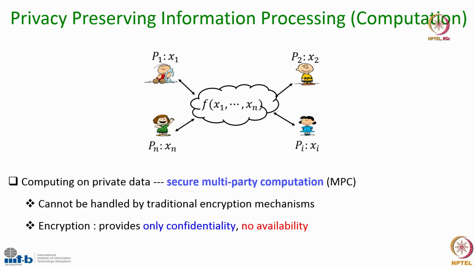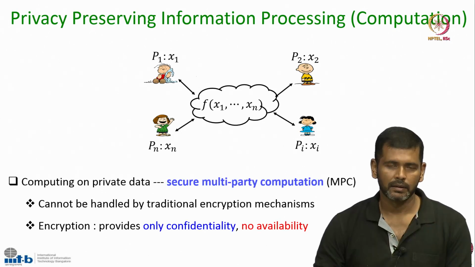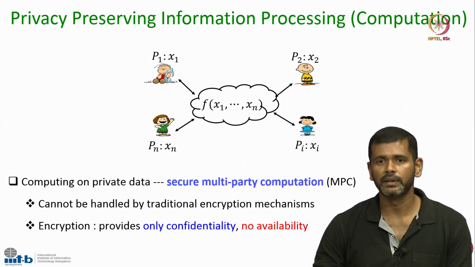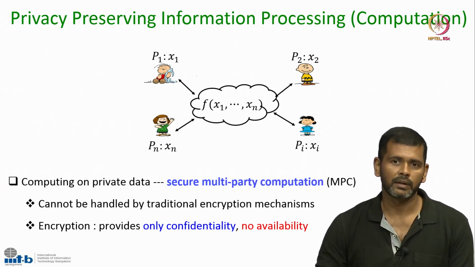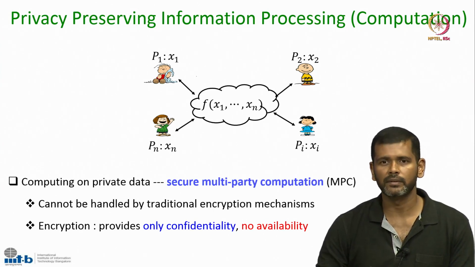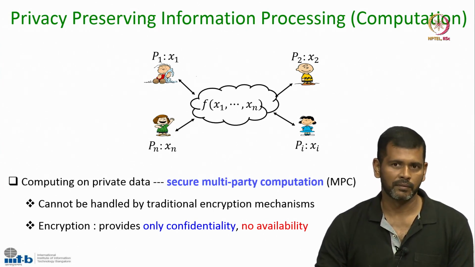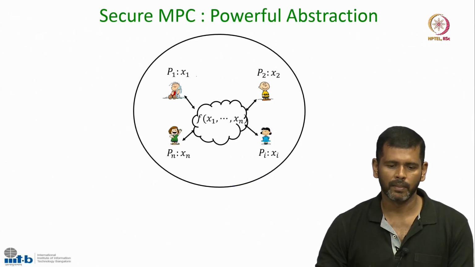And if you are wondering whether we can solve this problem using encryption schemes, the answer is no. If each individual party just encrypts its data, then the data remains confidential, but at the same time we would require the parties to perform computation on the encrypted data. With the current technologies available, it is difficult to do so. So, we require a different approach to solve this problem.